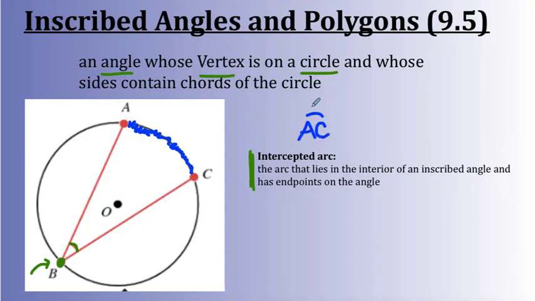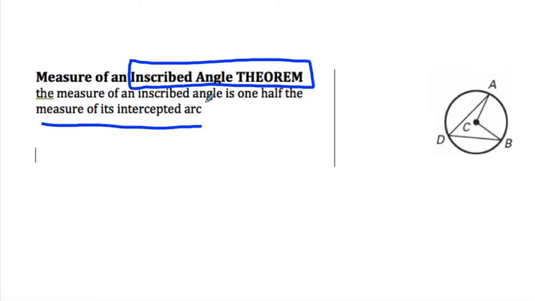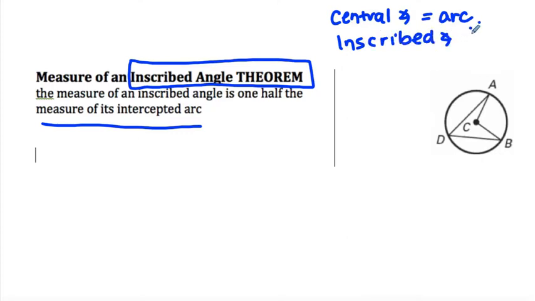The reason that is important is because of the theorem we're going to be talking about, the inscribed angle theorem. The inscribed angle theorem says that the measure of an inscribed angle is half the measure of the intercepted arc. You may remember that the central angle equaled the arc. The inscribed angle is half the arc. So for example here, if D is the inscribed angle, angle D would be half the measure of AB. And C is the central angle and it would be equal to the arc.